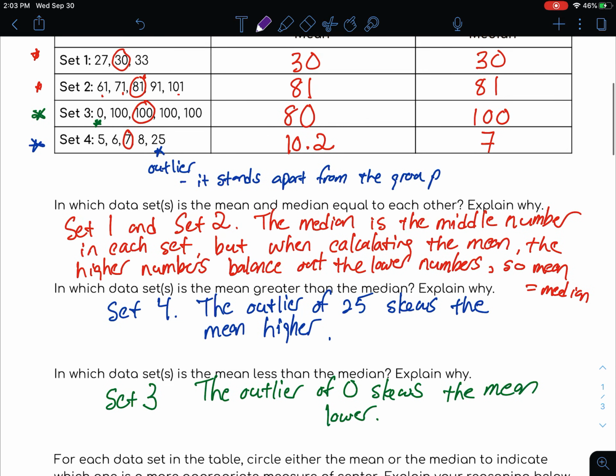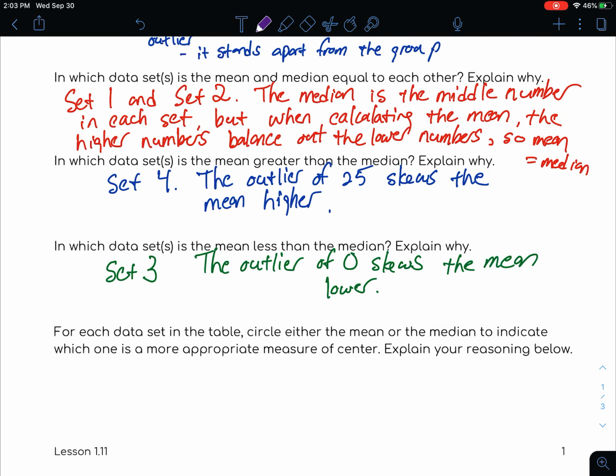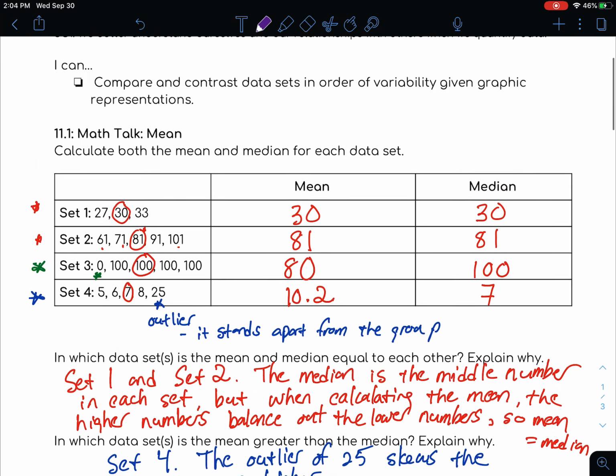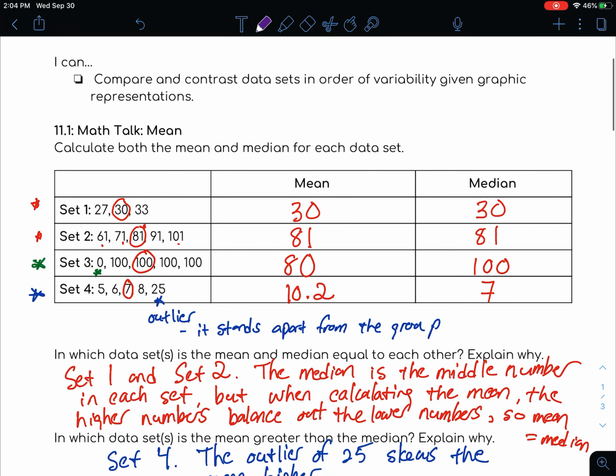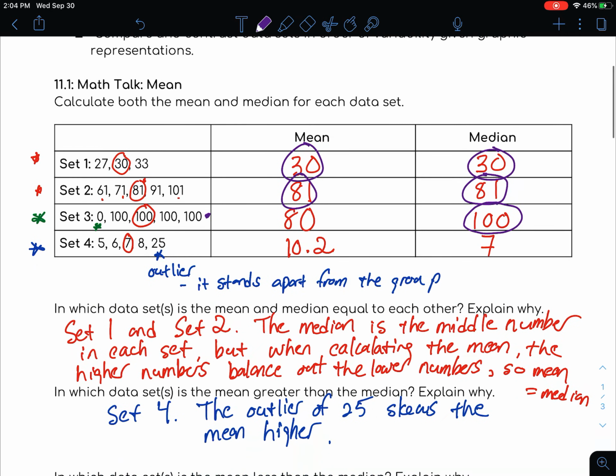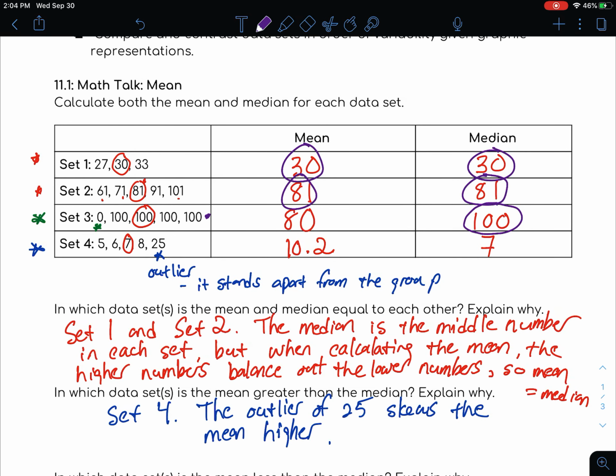All right, so if we're going to think about which one is a more appropriate measure, really they both can be used. In the first one, they both can be used. In the second one, they both can be used, right? But when we have an outlier, the median is really a better indicator of where the center of the data is. If you look at the data here, hundreds are really where most of the data is. So it would make sense that the 100 is a little bit better indicator of the middle of the data than the 80 is.